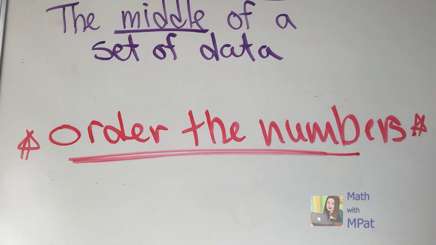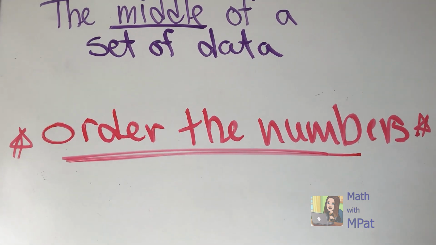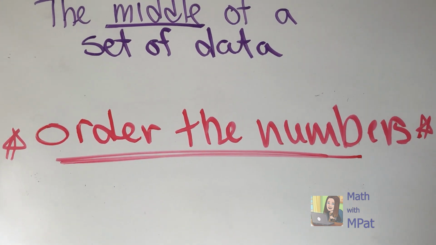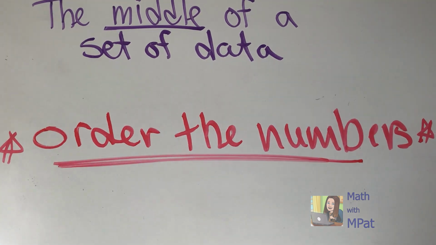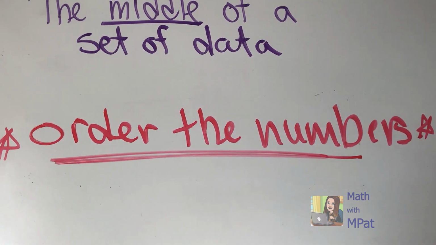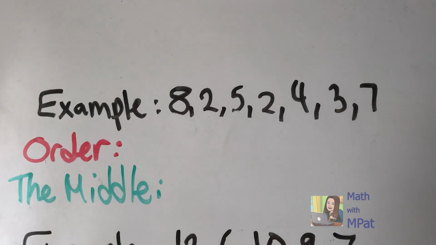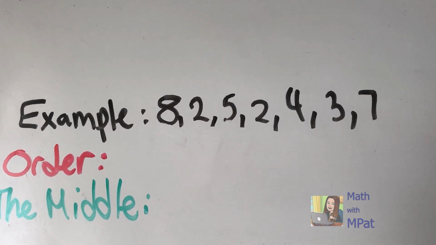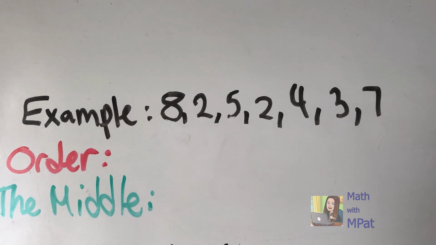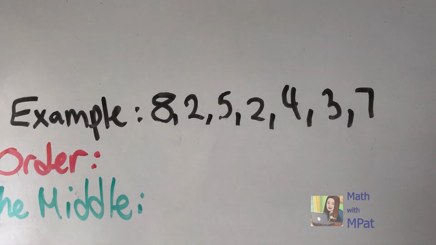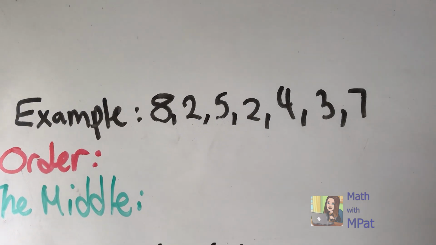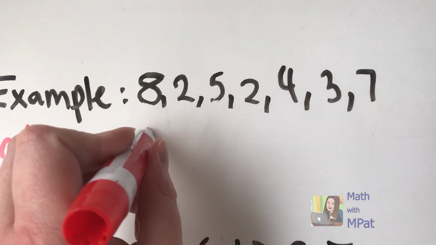Ordering the numbers from lowest to highest is crucial for median. It was beneficial to do that for mode, but we definitely need to do that to find the median. Let's look at some examples. Our first example is 8, 2, 5, 2, 4, 3, 7. Like usual, we're going to put them in order.